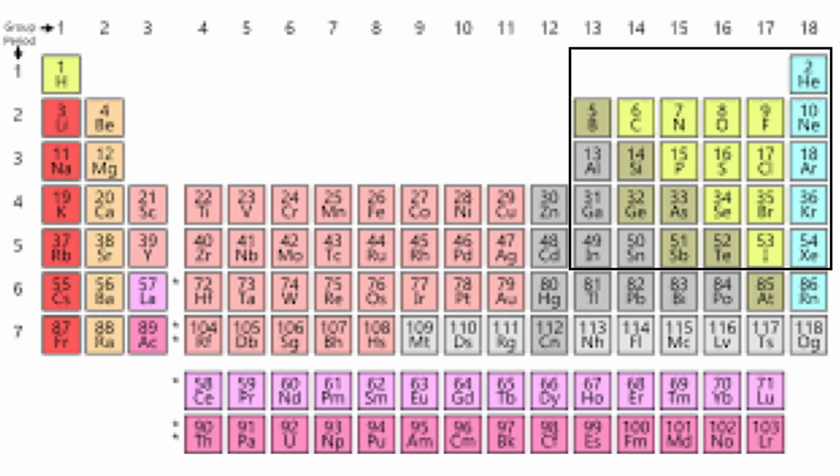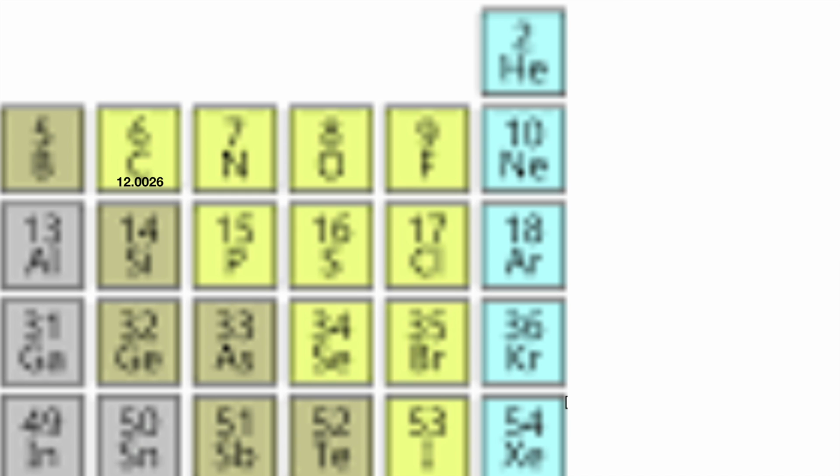Now I'm just going to focus on this top part. There we go. Okay, so I want you to focus on two numbers, atomic number and atomic weight. So the atomic number is the number of protons, and the atomic weight is the number of protons plus the number of neutrons. So for example, carbon, atomic number is 6, because that's how many protons carbon has. And the atomic weight is the number of protons plus the number of neutrons. So this time it's 12.0026.